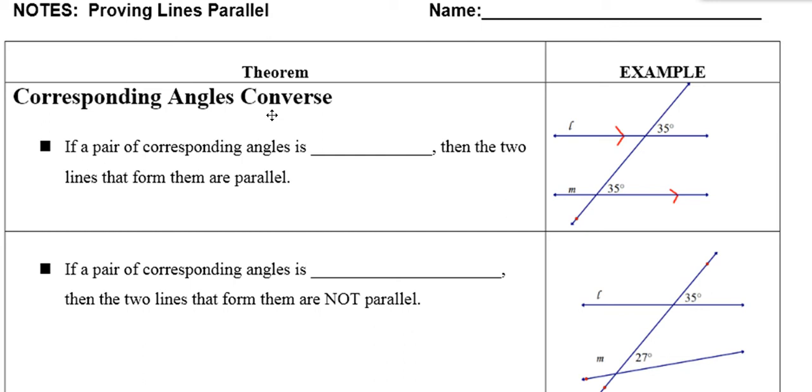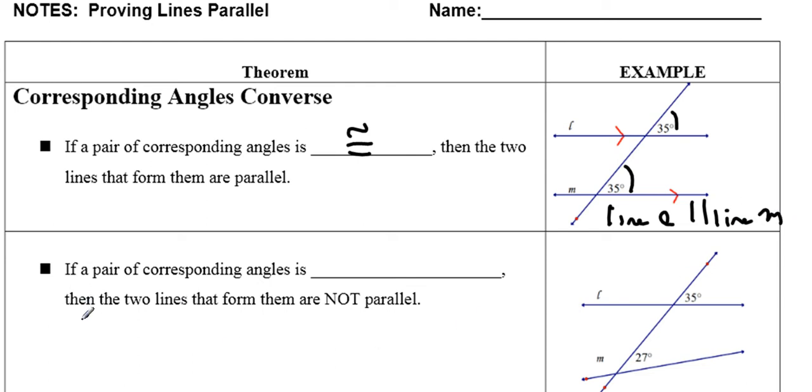If you remember from when we did the logic unit, the converse is to flip your original conditional. So remember our original conditional was that if two lines are parallel, then corresponding angles are congruent. Well, the converse of that says that if you have a pair of corresponding angles that is congruent, then the two lines that form those corresponding angles are parallel. So in this picture, because these two corresponding angles are congruent, then we can determine that line L is parallel to line M.